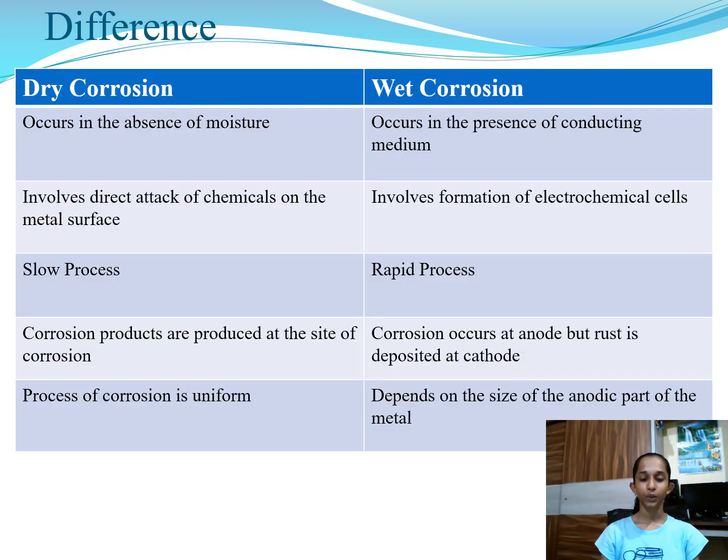Let's see the difference between dry corrosion and wet corrosion. Dry corrosion occurs in the absence of moisture, but wet corrosion occurs in the presence of a conducting medium. Dry corrosion involves direct attack of chemicals on the metal surface, whereas wet corrosion involves formation of electrochemical cells. Dry corrosion is a slow process, but wet corrosion is a rapid process. Corrosion products are produced at the site of corrosion in dry corrosion, but in wet corrosion, corrosion occurs at the anode, but rust is deposited at the cathode. The process of corrosion is uniform in dry corrosion. In wet corrosion, it depends on the size of the anodic part of the metal.